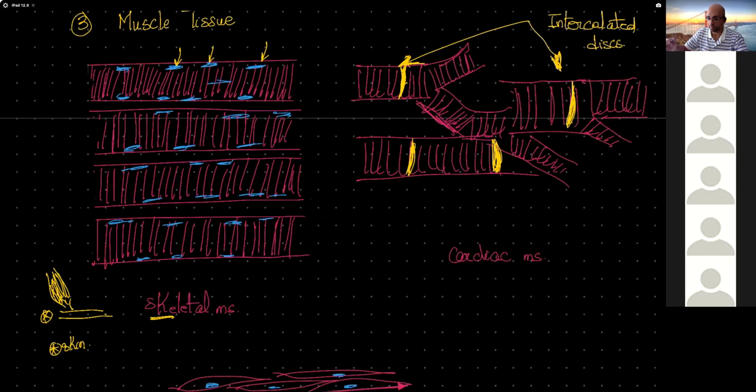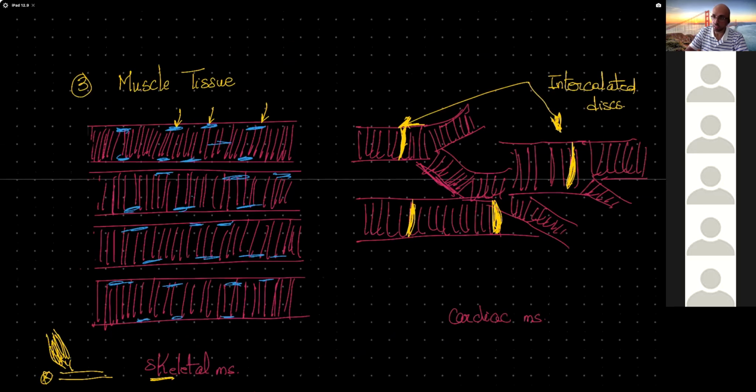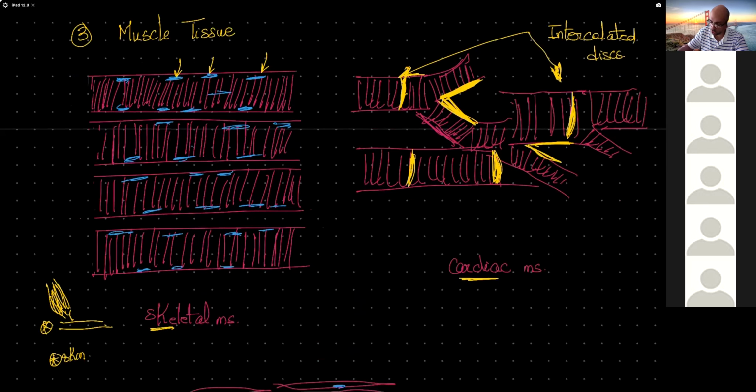Cardiac muscle. The key here that differentiates between skeletal and cardiac is that the cardiac muscle cells are branching. Cardiac muscle cells are branching. And where do I have the cardiac muscle tissue? In the walls of my heart.